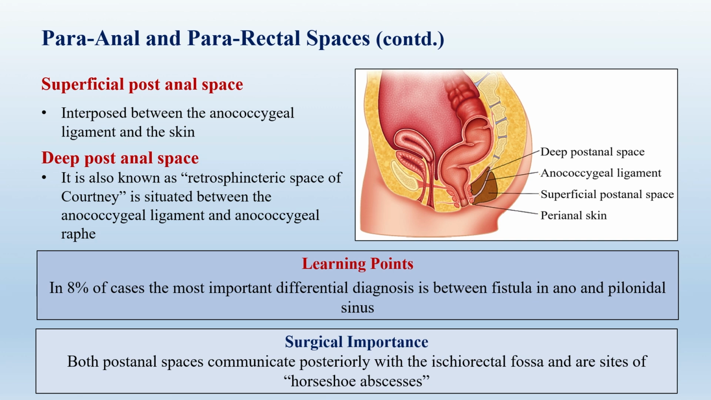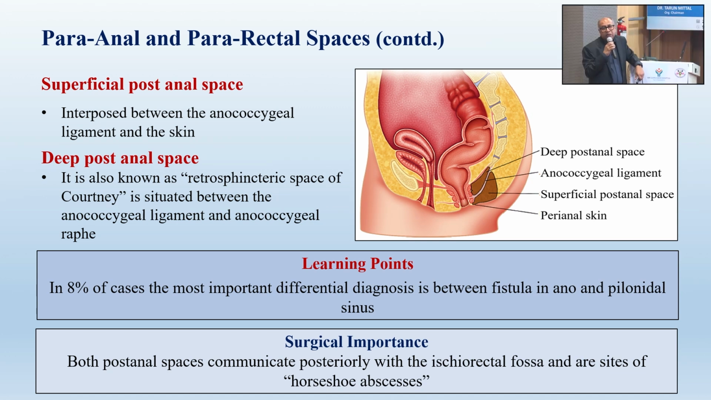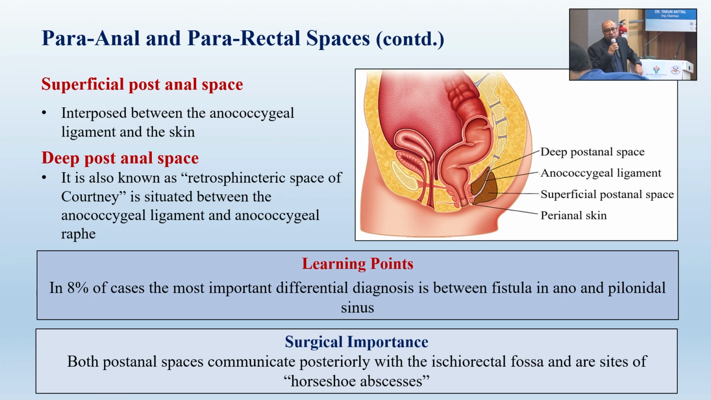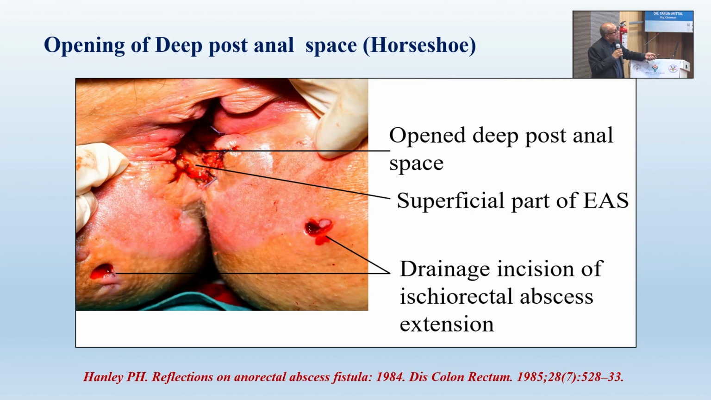So what is the clinical significance? Why do we want to know about it? This deep postanal space continues on both sides with the ischiorectal fossae. That is the reason we get horseshoe fistula. And until and unless you open this space, the patient is never going to be cured. So it is very important for you to understand exactly where it lies: from the anal verge to the coccyx, midway between that.